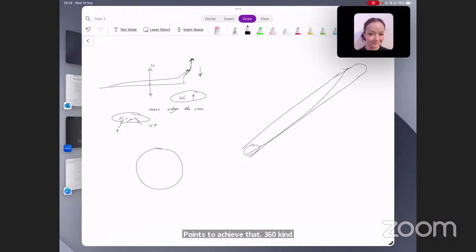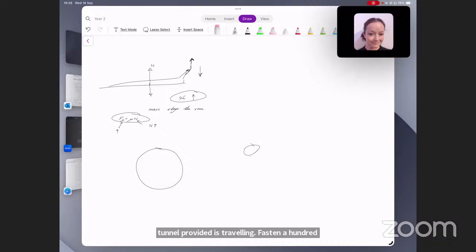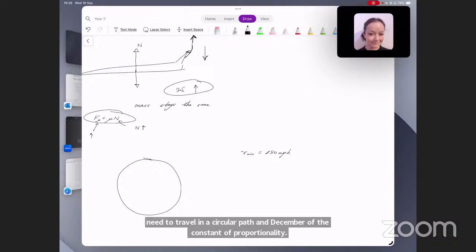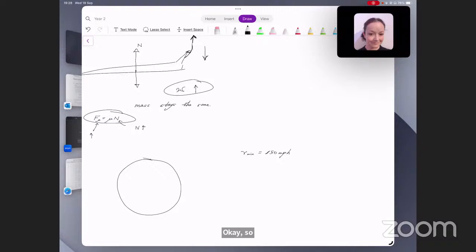If it's possible for a racing car of mass 800 kilograms to drive on the roof of a tunnel, provided it is traveling faster than 100 miles per hour, so that 100 miles per hour is sort of the minimum velocity that we talked about before, you need to travel in a circular path, and determine the value of the constant of proportionality. Again, I won't concern myself with the numbers, so I'll just label this 150 miles per hour the V min.